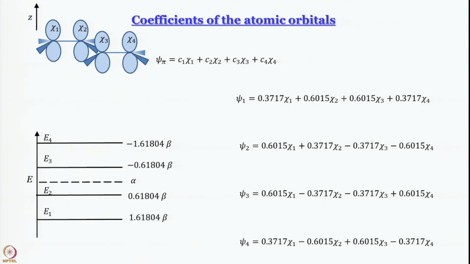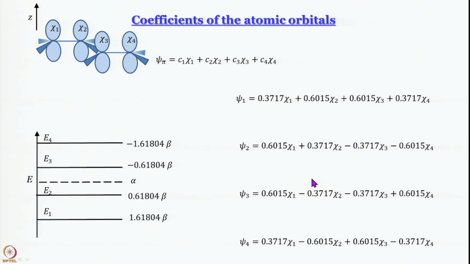Here I will just show you the results, and I will write here E1, E2, E3, E4 to remind you that as you go higher up we are calling the lowest energy level E1, okay. And do not forget that plus 1.61804 beta really means a negative energy because beta itself is negative. So, these are the coefficients that one obtains if one does the treatment that we just discussed.